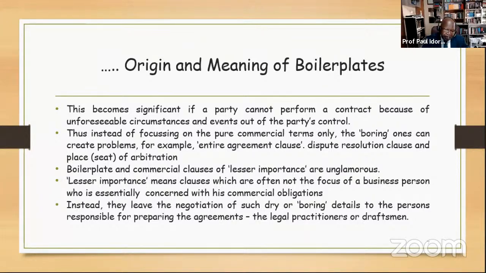If you ask me to review a contract for you, I will go and check whether the contract has an entire agreement clause. I will discuss this in more detail later. And for those of us who followed the P&ID arbitration, you know that the main problem Nigeria had with that arbitration was the issue of seat of arbitration.